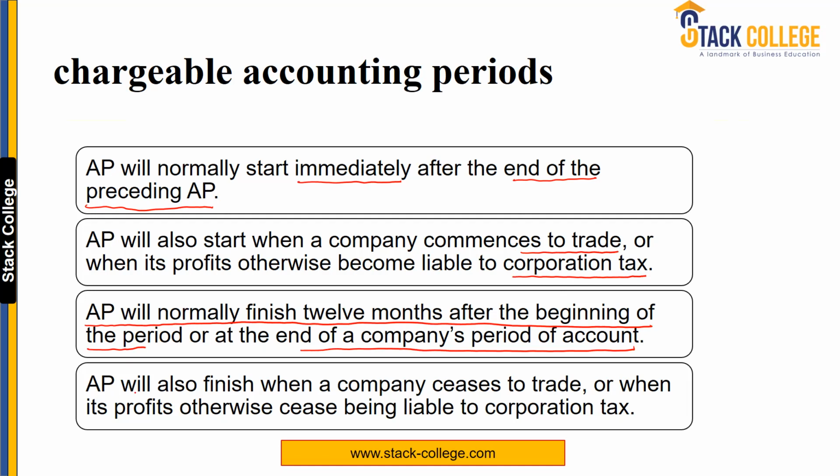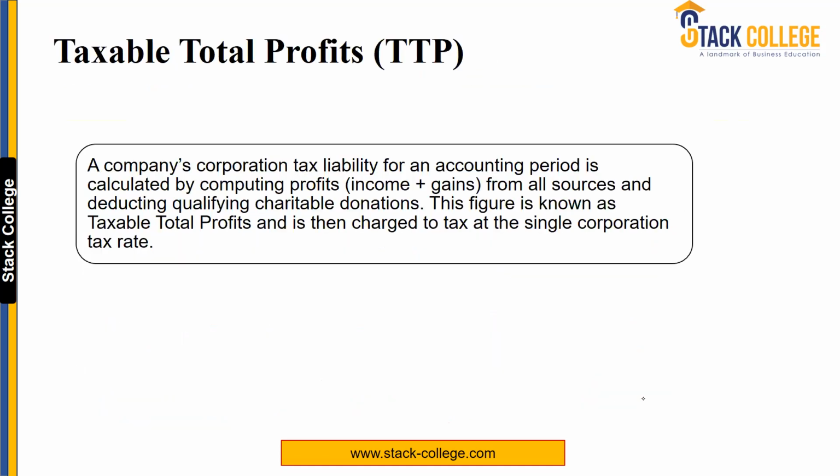And also, the accounting period will finish when a company ceases to trade, or when its profit otherwise ceases being liable to corporation tax. So the question is, if a company is new, its accounting period will start from its commencement date. And if the company has decided to close its business, the end of the accounting period is the date of the cessation of the trade.